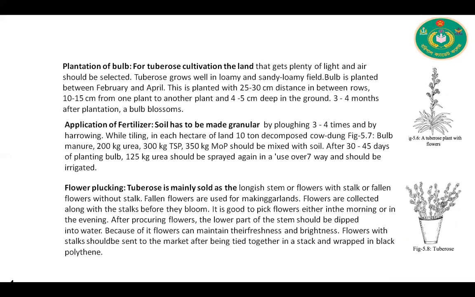Flower picking. Tuberose is mainly sold as long stems of flowers with stalk or loose flowers without stalk. Loose flowers are used for making garlands. Flowers are collected along with the stalks before the bloom. It is good to pick flowers either in the morning or in the evening. After procuring flowers, the lower part of the stem should be dipped into water. Because of it, flowers can maintain their freshness and brightness. Flowers with stalks should be sent to the market after being tied together in a bunch and wrapped in black polythene.